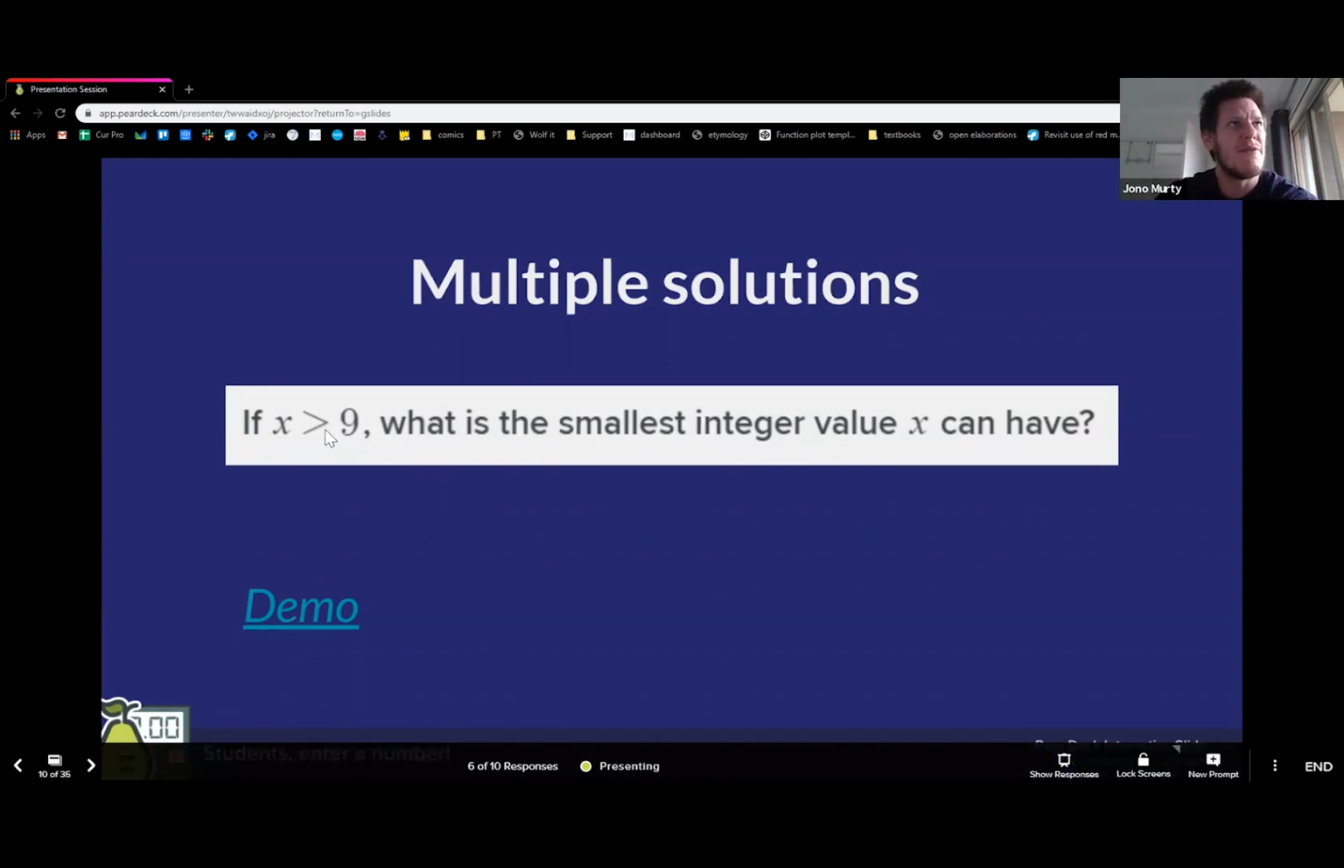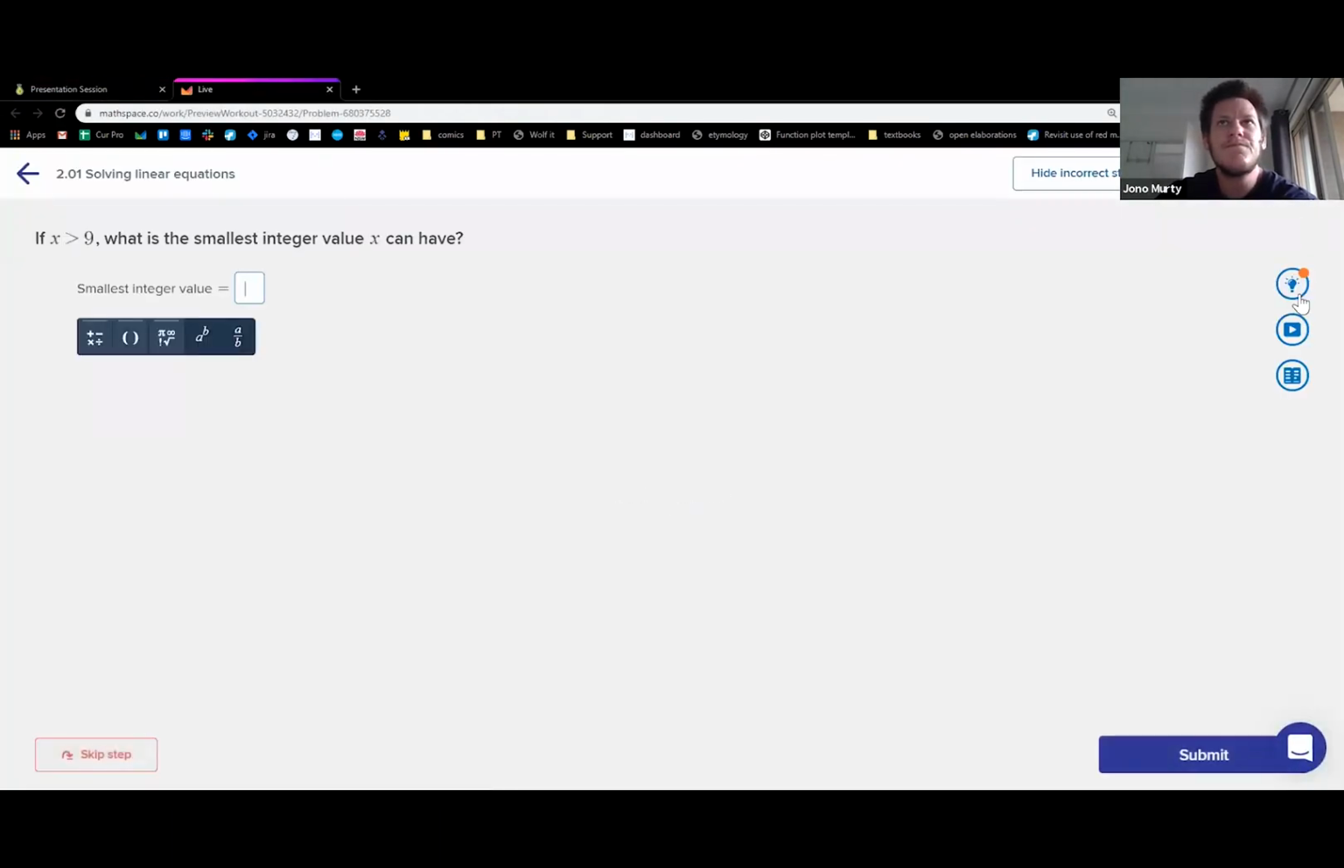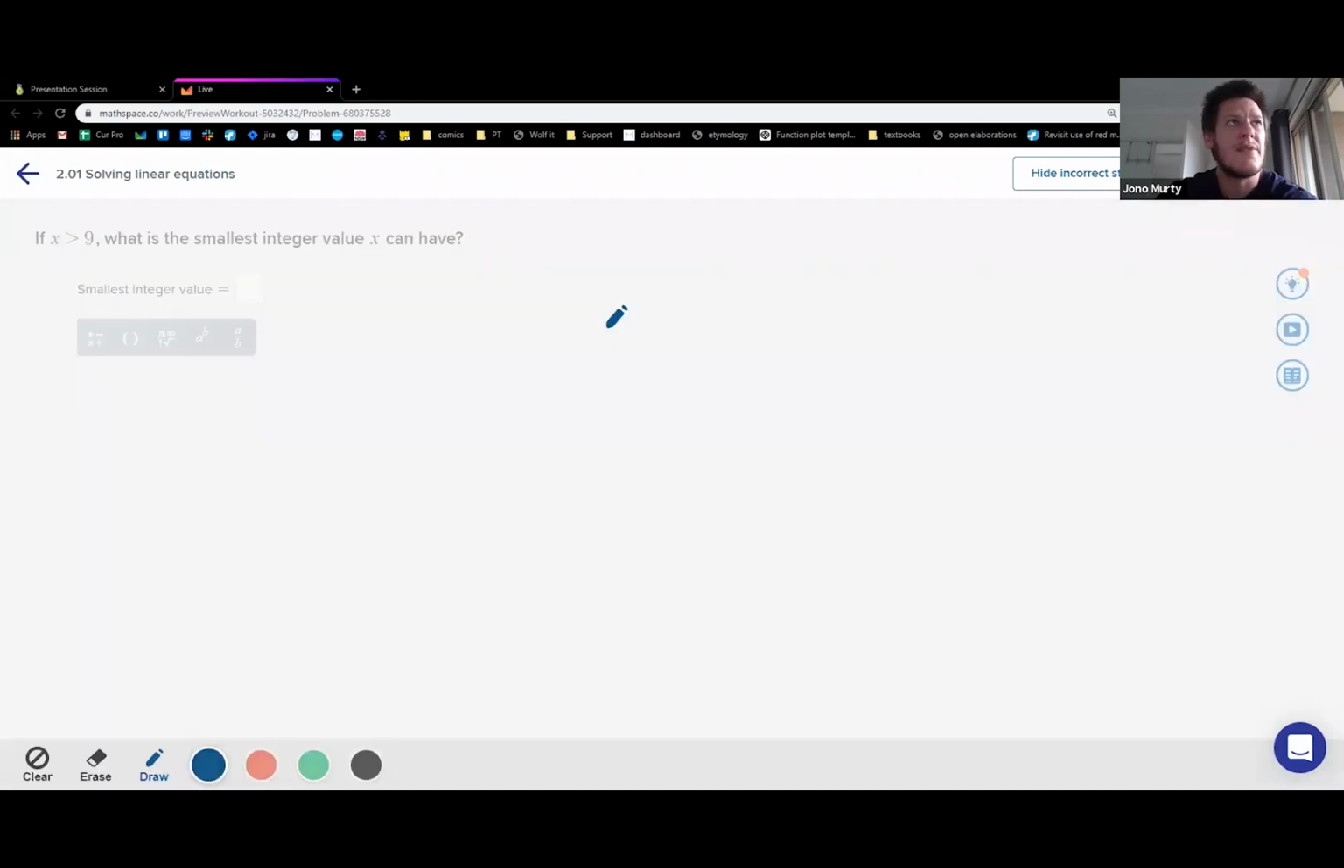They've changed it now. Obviously, if x was 5, let me just open this here. If I replaced x with 5, I would have this: 5 is greater than 9. Now, 5 isn't greater than 9, so it can't be 5. What's the smallest number that is greater than 9? It's going to be 10.